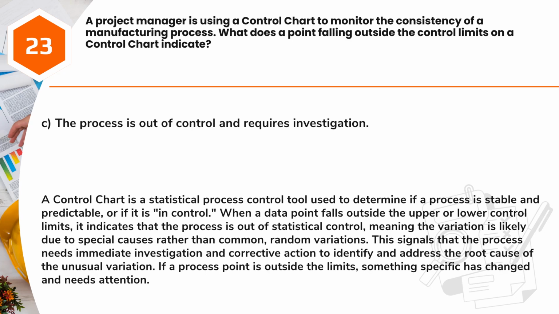Answer: C. The process is out of control and requires investigation. A control chart is a statistical process control tool used to determine if a process is stable and predictable, or if it is in control. When a data point falls outside the upper or lower control limits, it indicates that the process is out of statistical control, meaning the variation is likely due to special causes rather than common, random variations. This signals that the process needs immediate investigation and corrective action to identify and address the root cause of the unusual variation. If a process point is outside the limits, something specific has changed and needs attention.